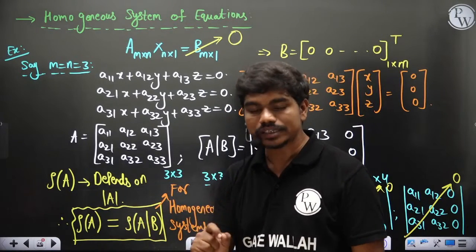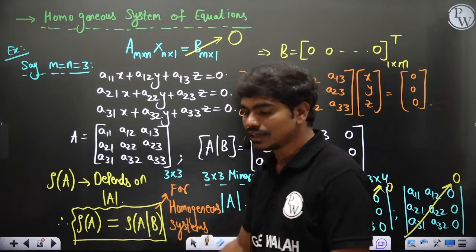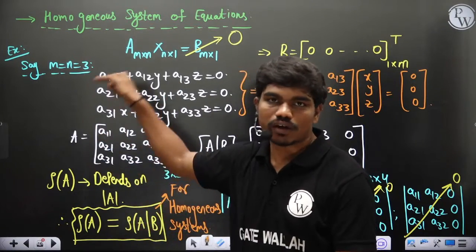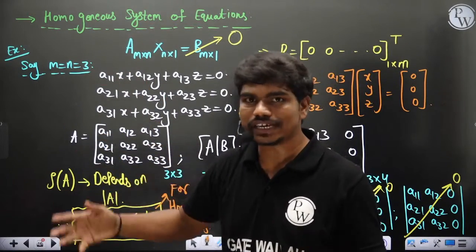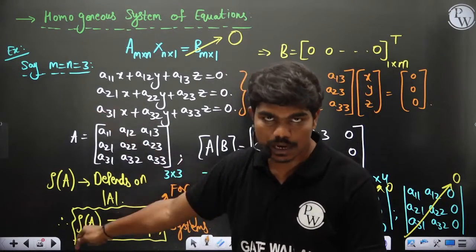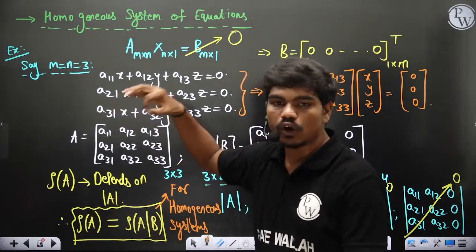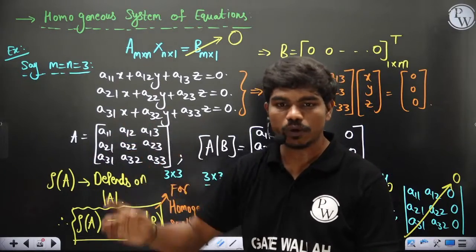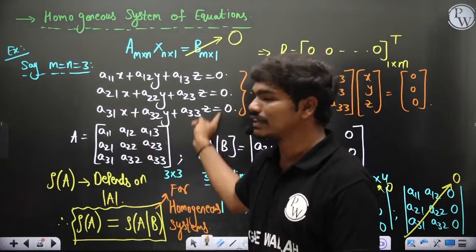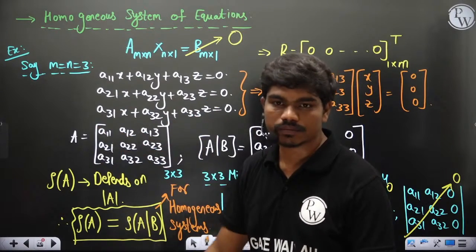That means there is no case such that this system doesn't have a solution. It tells you that this system always has a solution, maybe a unique solution or infinitely many solutions, we don't know, but the rank of A and the rank of A augmented B are always equal. That means this system will always have a solution, and clearly, if you put x equal to 0, y equal to 0, z equal to 0, that solution will definitely satisfy this equation, whatever these elements are.